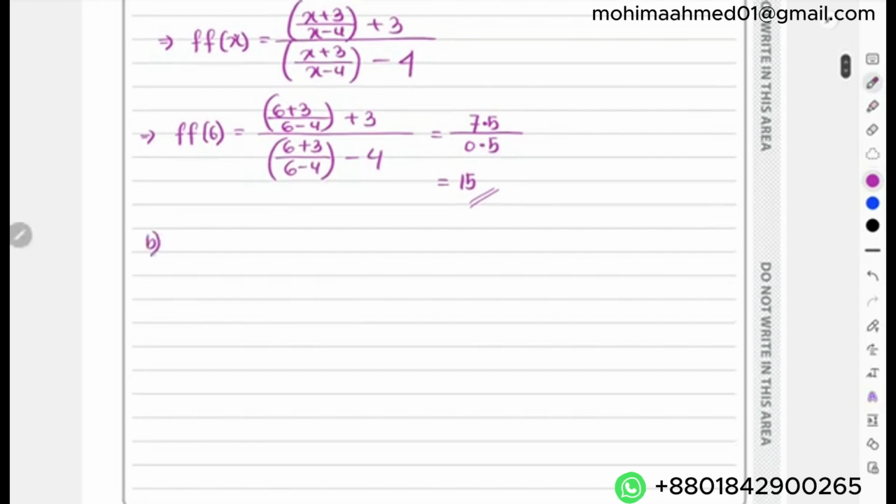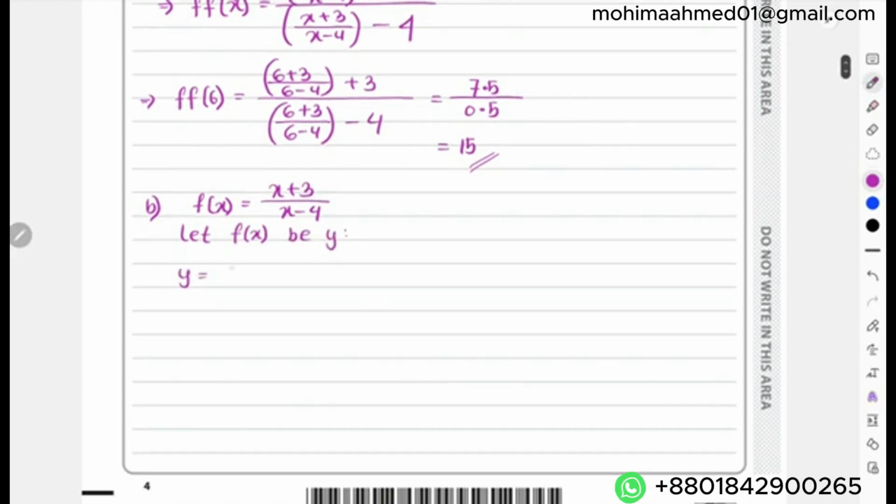Moving on to part B, where they want to find out the inverse function. So again, for inverse function, I always ask that you make y the subject of the equation. It's just easier that way. So if your equation of f of x was x plus 3 over x minus 4, we can just start with that, let f of x be y. So in that case, you have the equation as y equals x plus 3 over x minus 4.